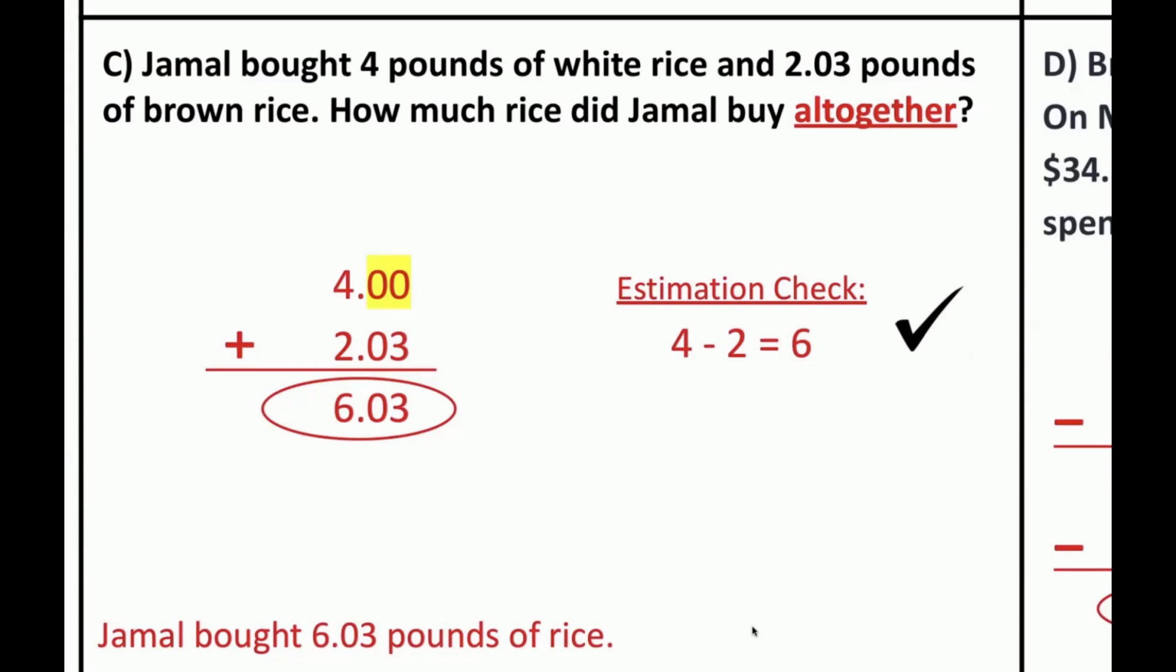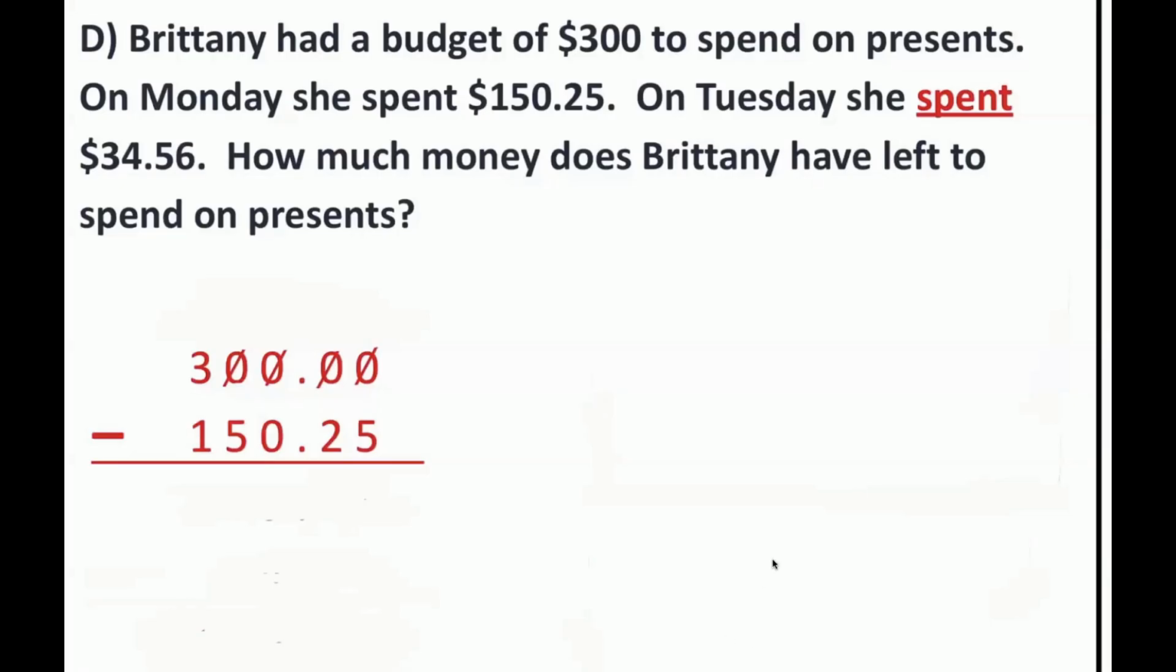Let's go ahead and check problem D. On problem D, we're subtracting twice. So we have $300. On Monday, Brittany spent $150.25. And then on Tuesday, she spent $34.56. So technically, we could have underlined this word as well. Okay, so we can start if we want by subtracting 150.25.